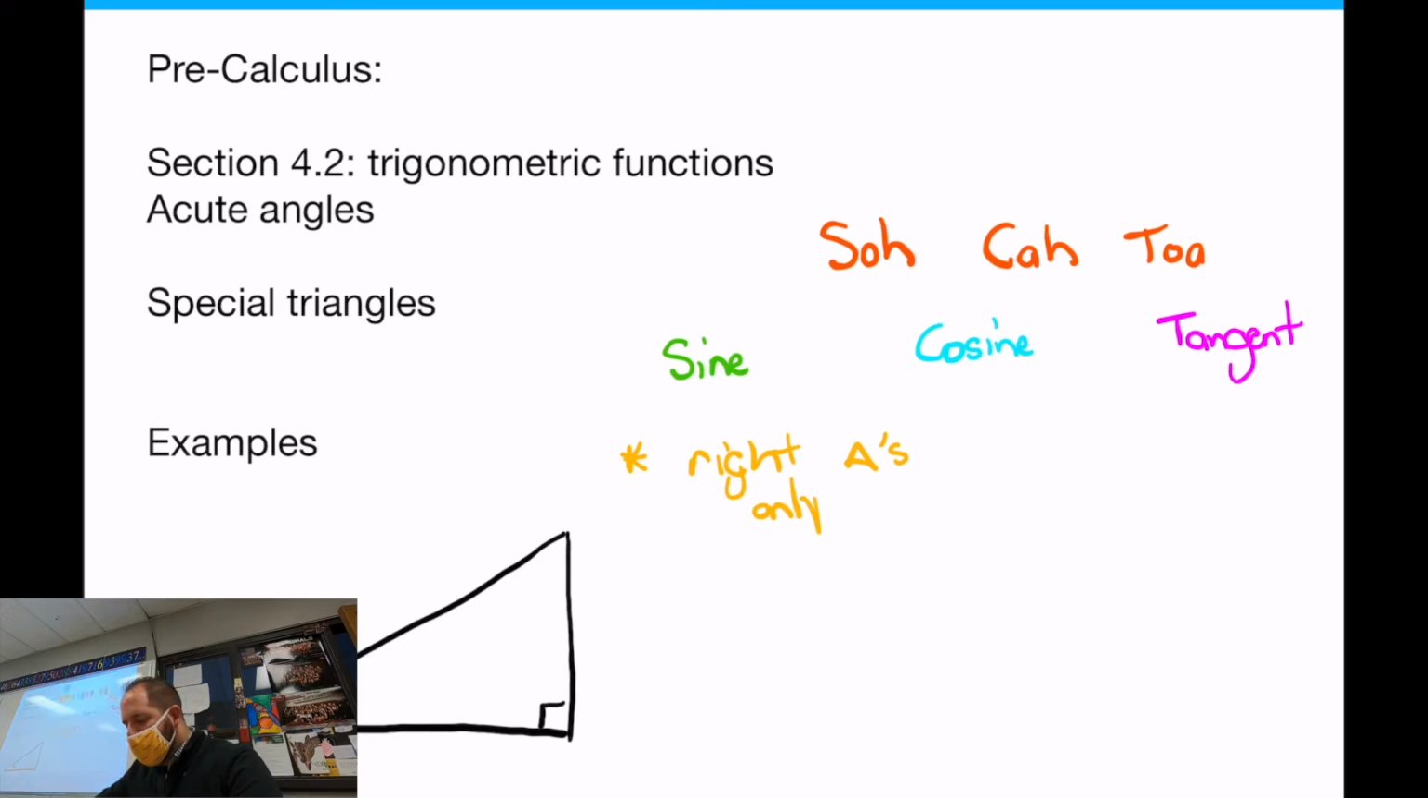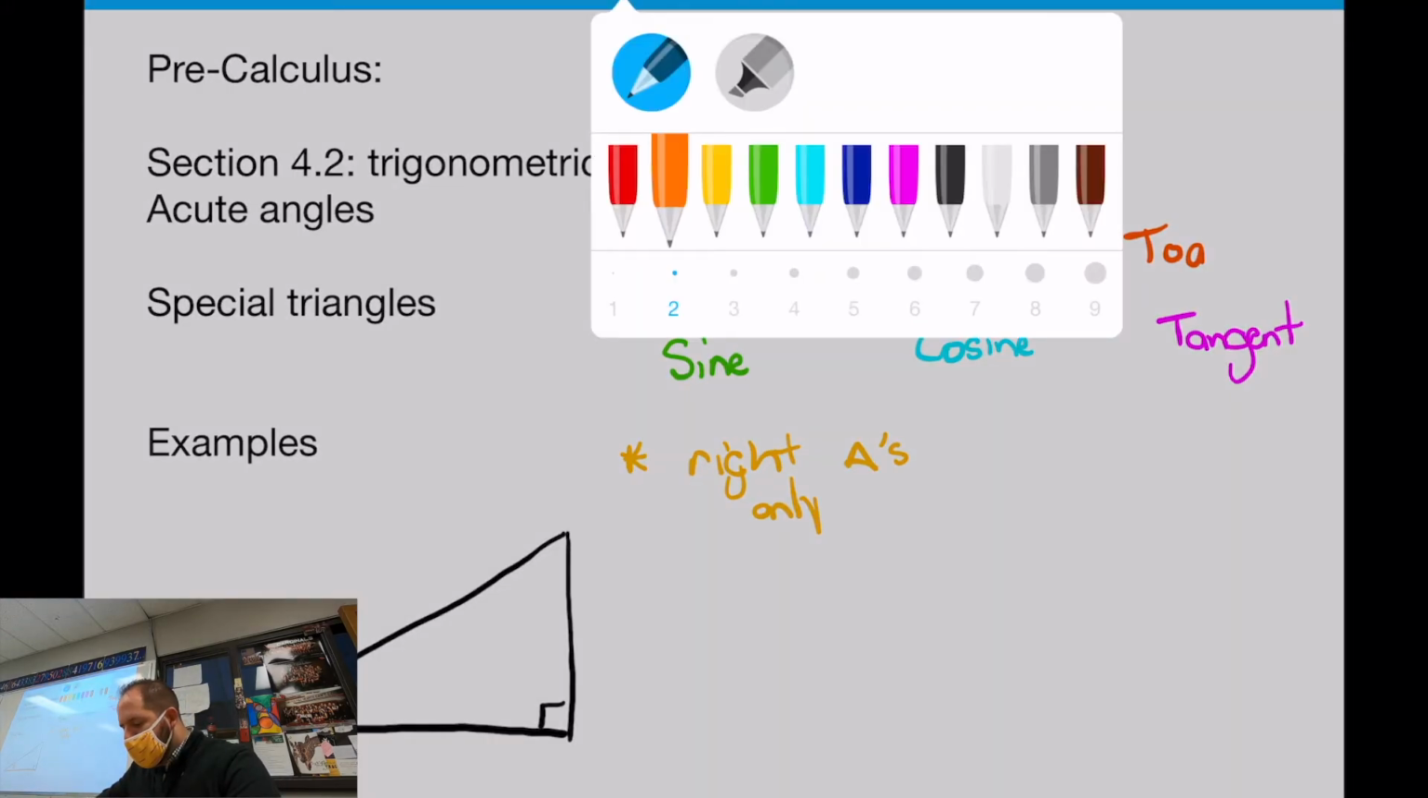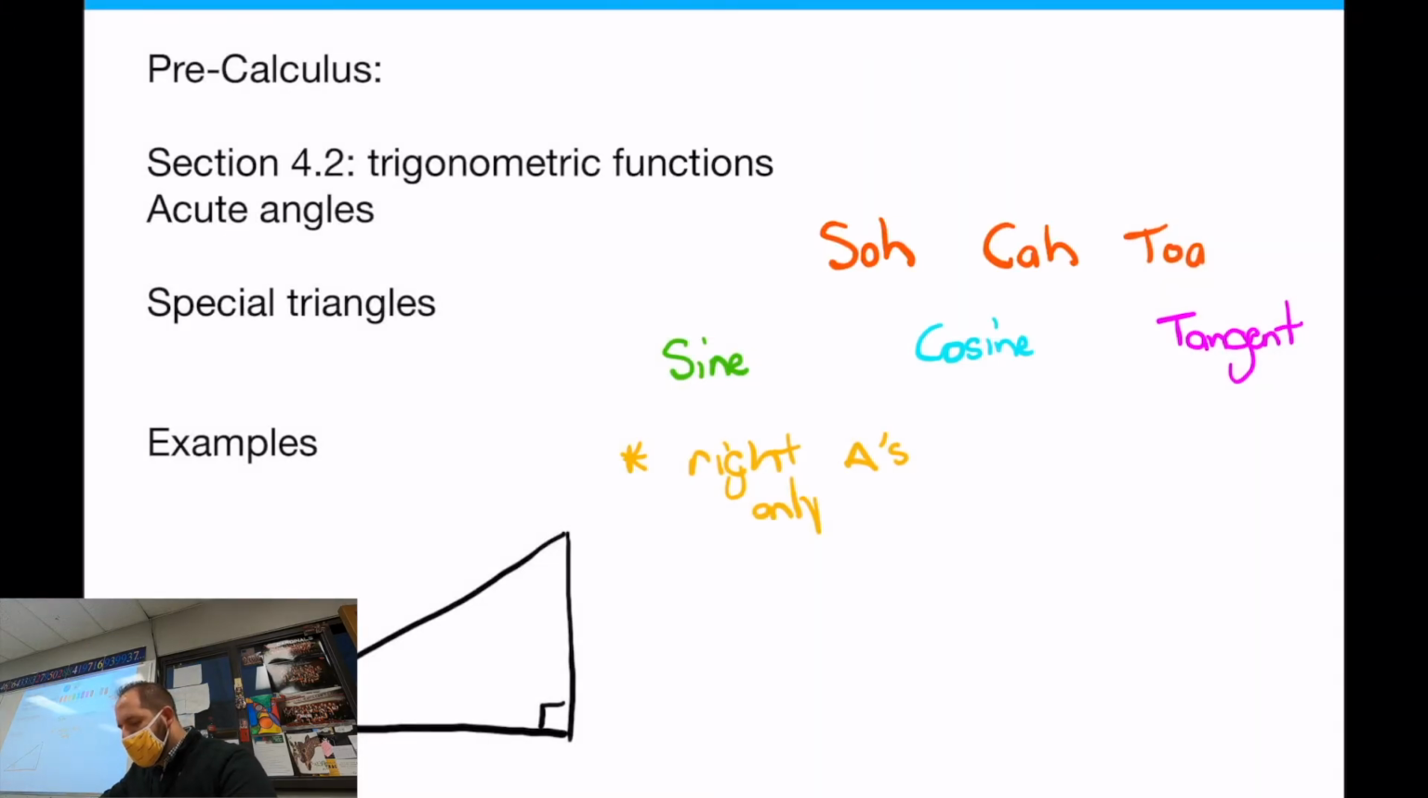This is what I want you to know. This wall right here that is directly straight across your picture, that is called the opposite side. That's the opposite side for where your angle sits. The wall that is right next to it is called the adjacent.